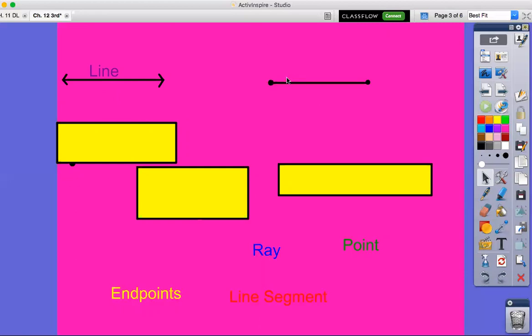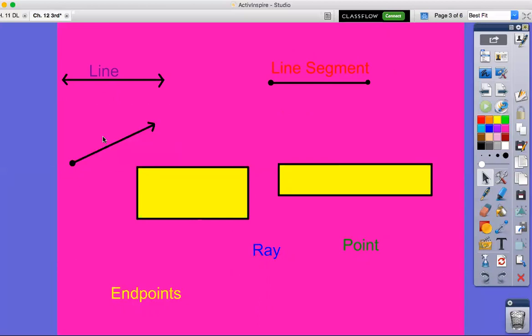What about this one? Is it endpoints, ray, line segment, or a point? If you said line segment, give me an ace, ace, ace. Good job. Let's look at this one. What's this? If you say ray, you are absolutely right. This is a ray. It has an endpoint and then it goes on in one direction continuously.